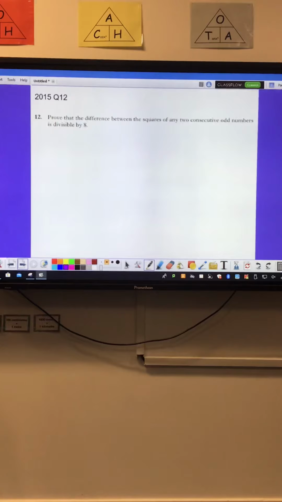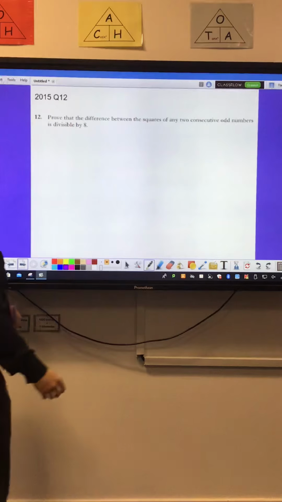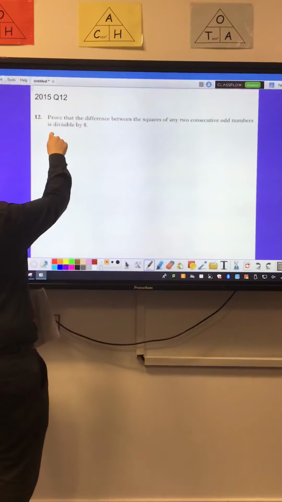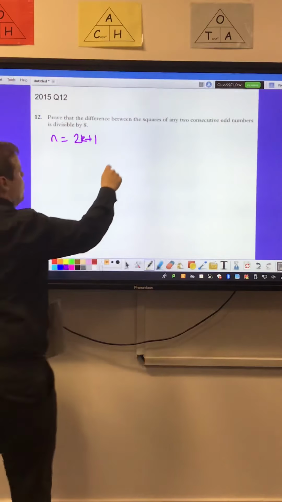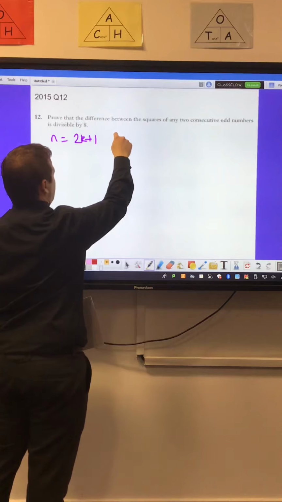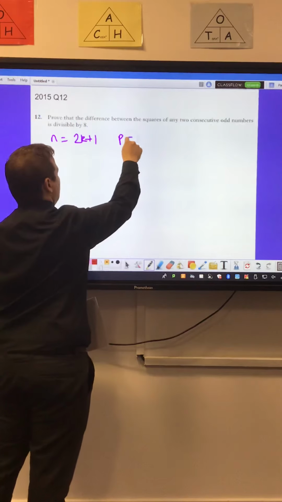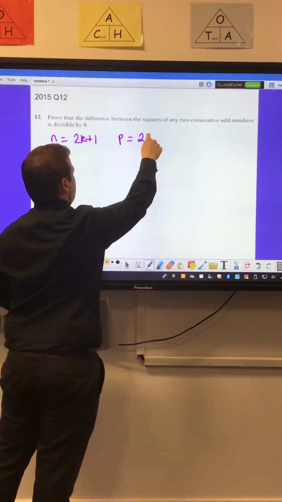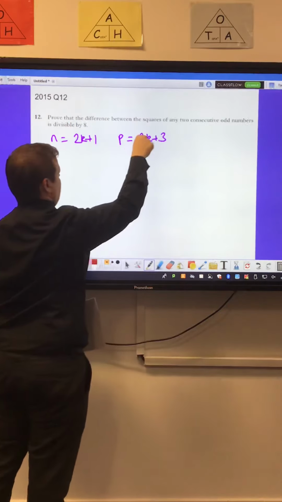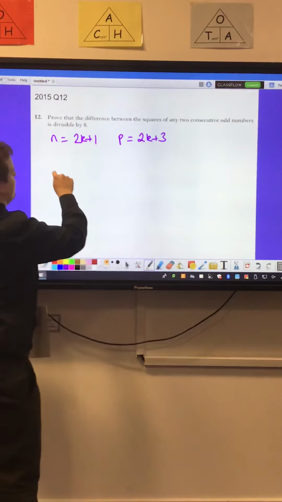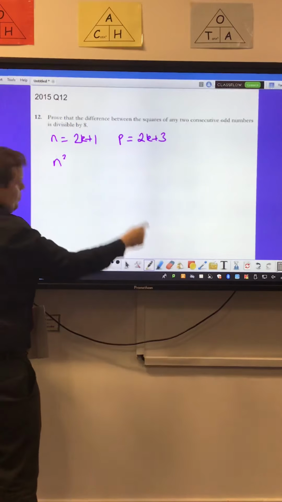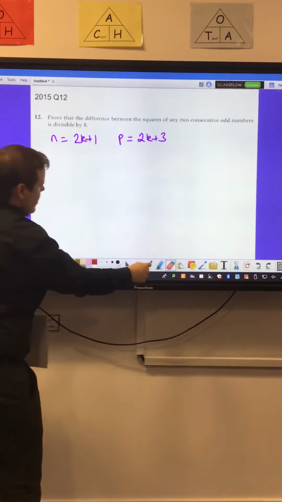Okay, 2015 question 12. Prove that the difference between the squares of any two consecutive odd numbers is divisible by 8. You can choose any two odd numbers. I've picked n equals 2k plus 1, and we'll go for, say, p equals 2k plus 3, because I've kept it odd. Obviously, even adding odd's odd. So I'm going to start with the bigger of the two.